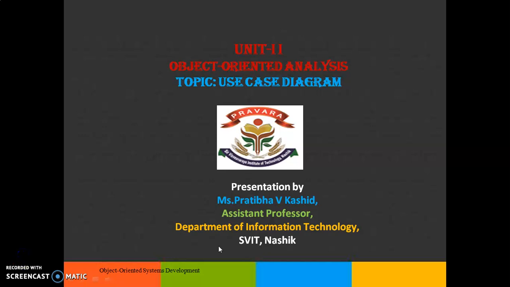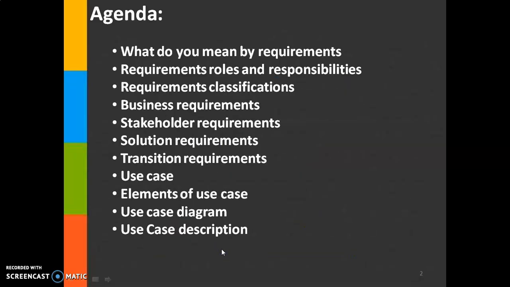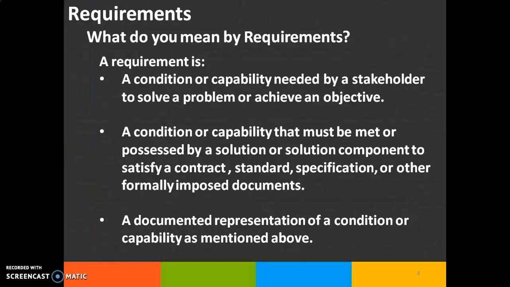Hello students, in the previous lecture we have seen the different terminologies used while drawing the use case diagram. What is the use of use case modeling, and which are the different notations used to draw the diagrams. Now we have to see the different requirements that we need for the use case diagrams. Or what is the actual meaning of requirements, the roles and responsibility classification, business as well as stakeholder requirements, solution requirements, transition requirements, use case, elements of use case diagram, and the descriptions of the use case.